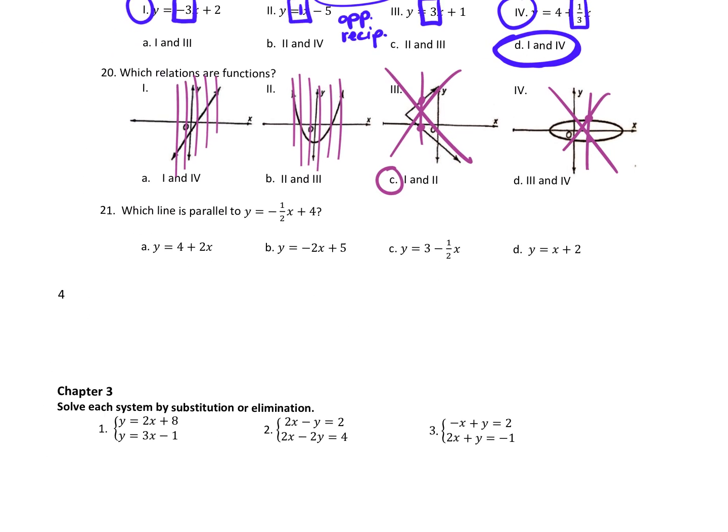All right, this one says, which line is parallel to y equals -1/2 x plus 4? Parallel would be the same slope, but a different y-intercept. If you look at the setup here, this is a slope of 2, this is a slope of -2, this is a slope of -1/2, and this is a slope of 1. So the only one that has the same slope and yet still has a different y-intercept would be letter C. All right, that is chapters 1 and 2.